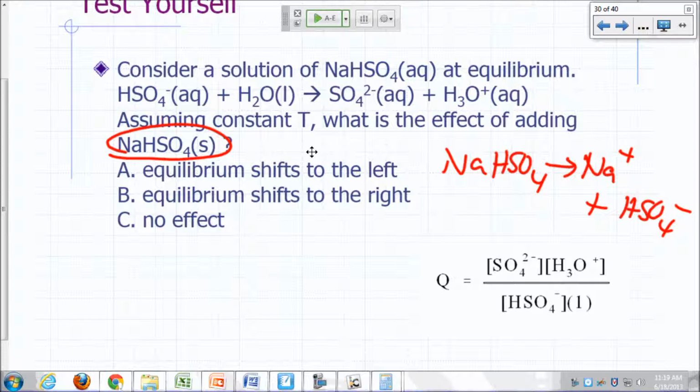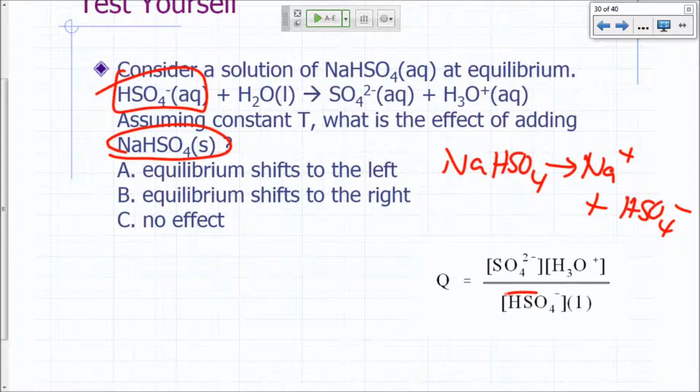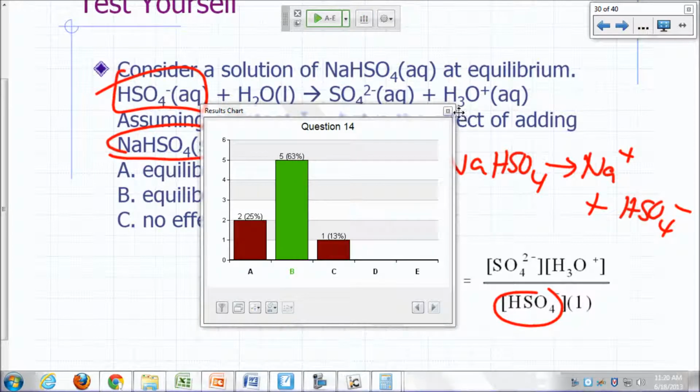If you add more reactants, you're making Q smaller. If Q is smaller, which direction will it take? It goes to the right to make it big again, okay? So the correct answer is shifts to the right.